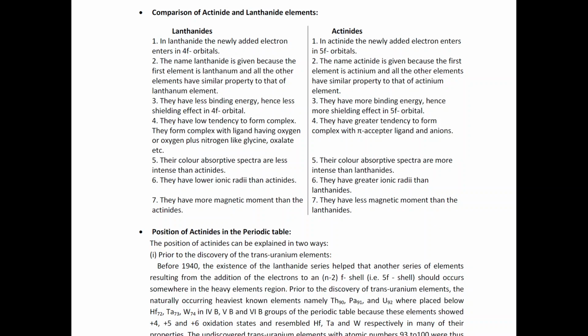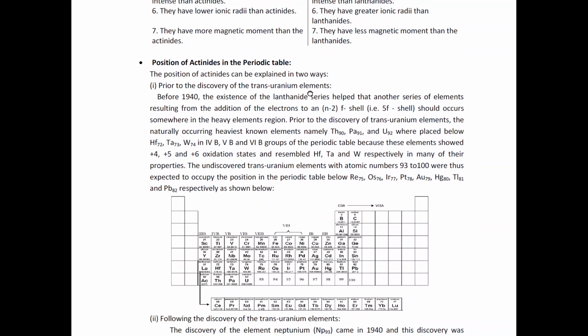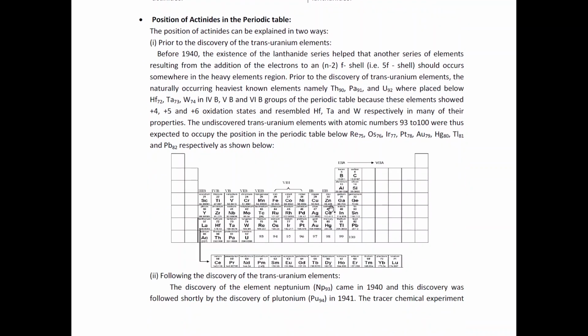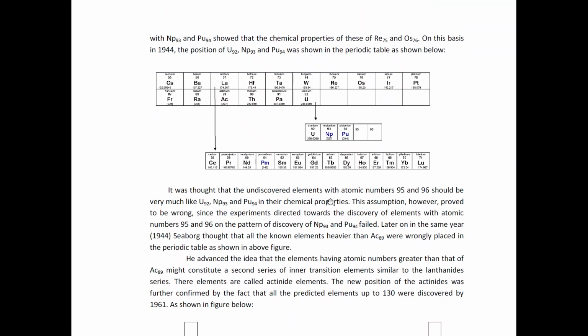So the position of actinides in the periodic table can be explained in two ways: prior to the discovery of transuranium elements, and following the discovery of the transuranium elements.